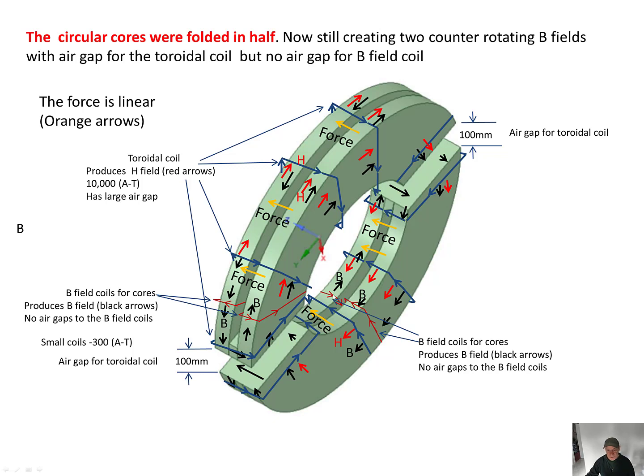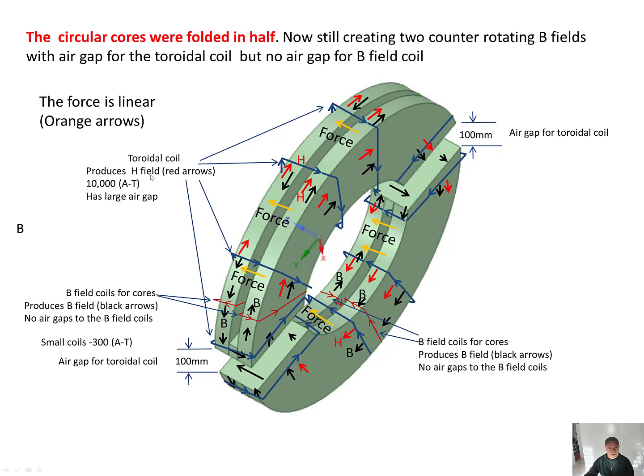Now I show here the B field coils for the cores. One produces a B field coming downwards, the other one produces a B field going upwards here. So there's no air gap for the B field. However, for the induction coil, or the current carrying conductor, there's a large air gap because it goes all the way around.